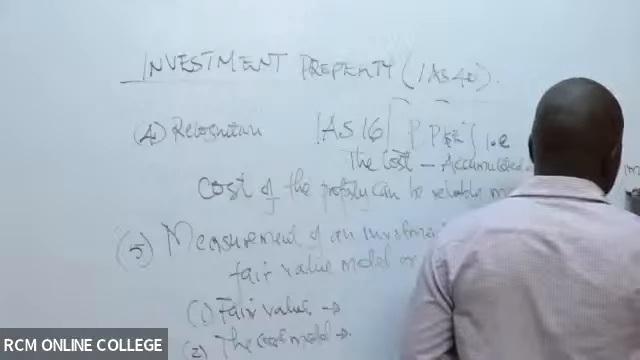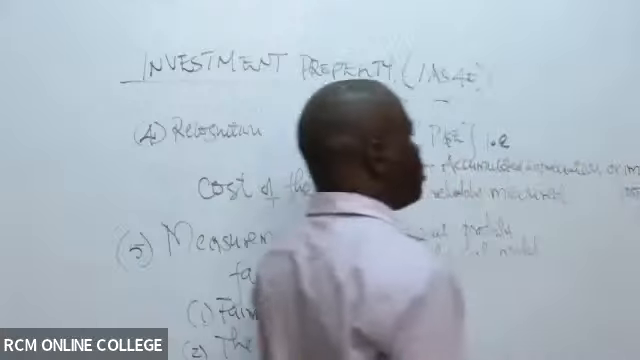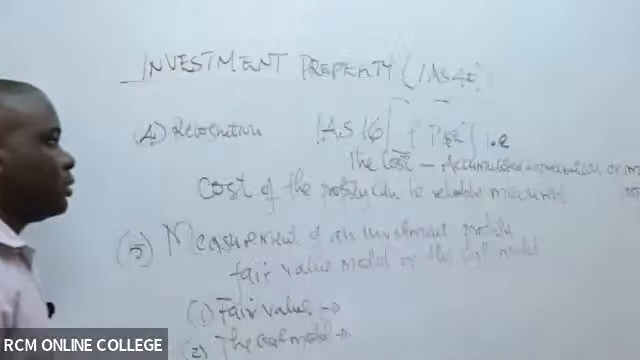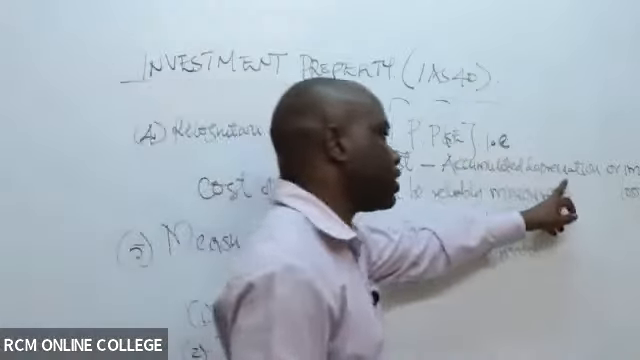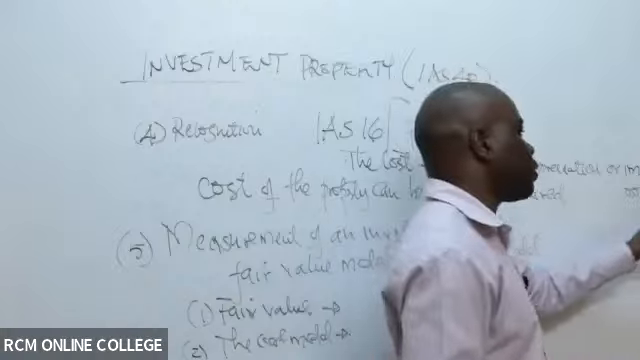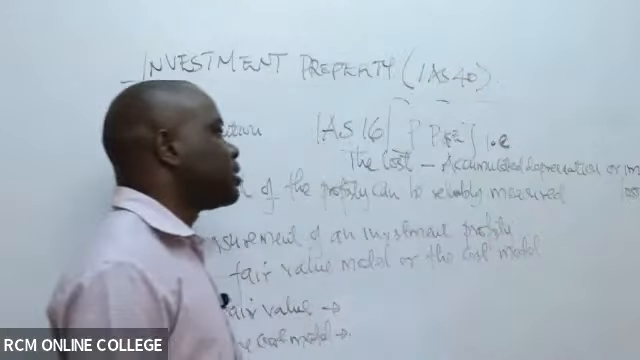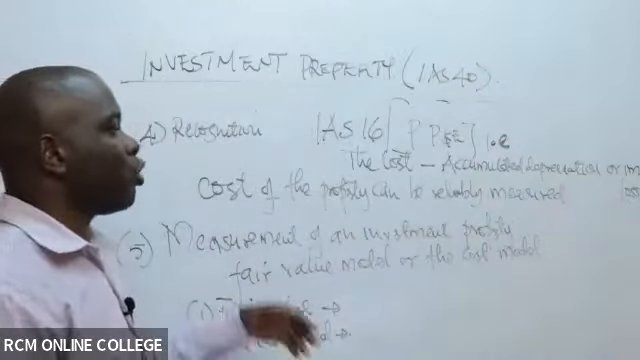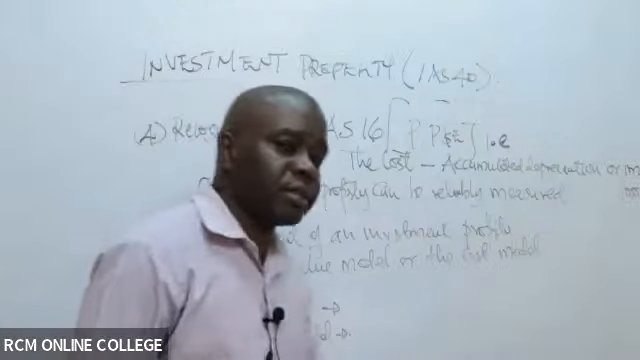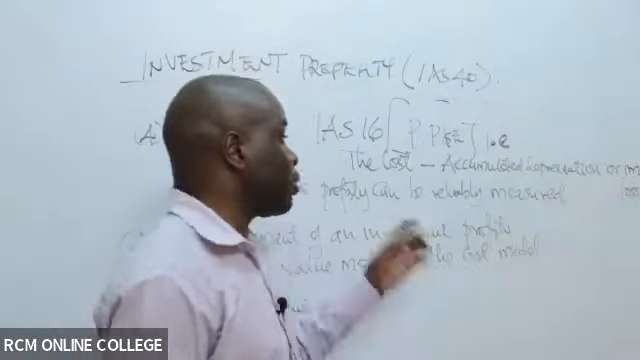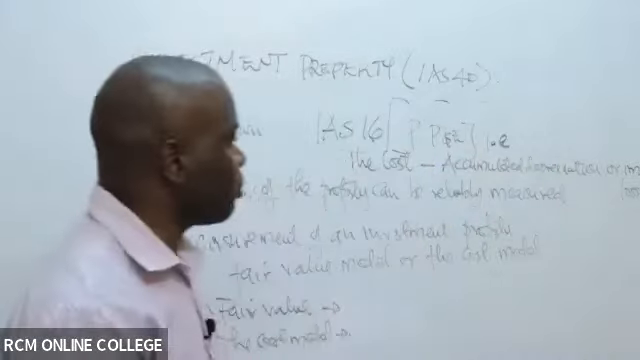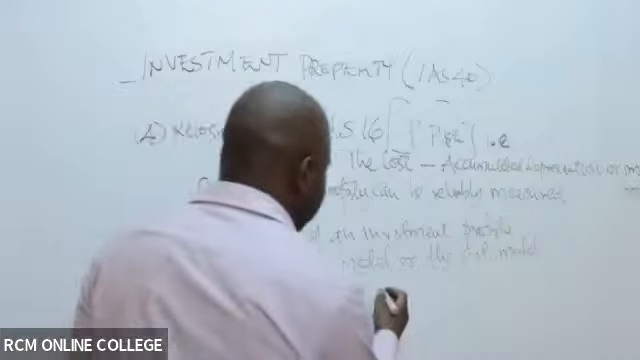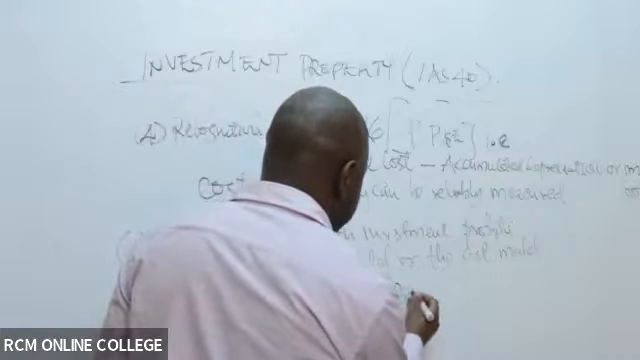So that is when you're using the cost model. You take the cost, you less the accumulated depreciation, or you less the impairment loss on that particular asset. So that is basically what you'll be able to recognize in the books of account. You take the cost, you less the depreciation, you get the net book value. You can end by putting a note, an NB.